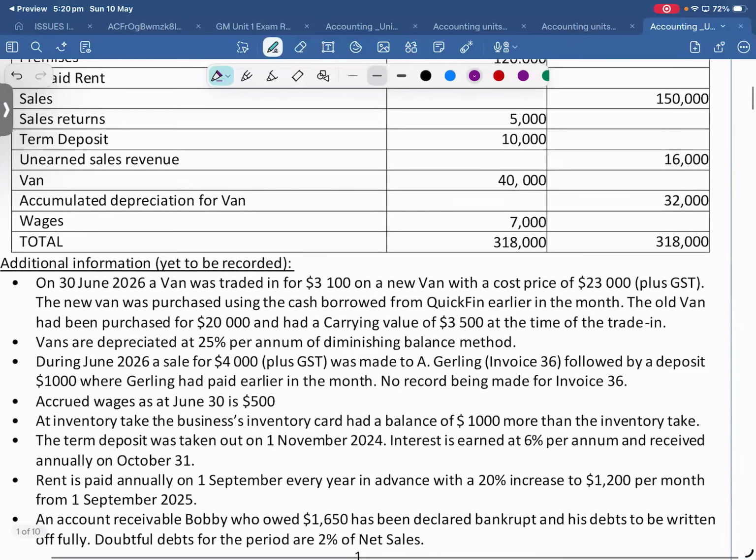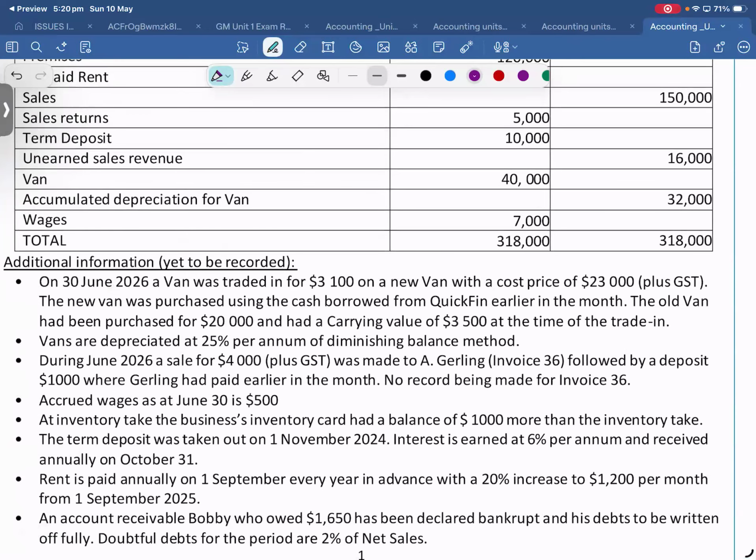Why? This is the old van. How much was it worth? It is worth now... wait, hang on, but the carrying value is there. So you have to do the depreciation?